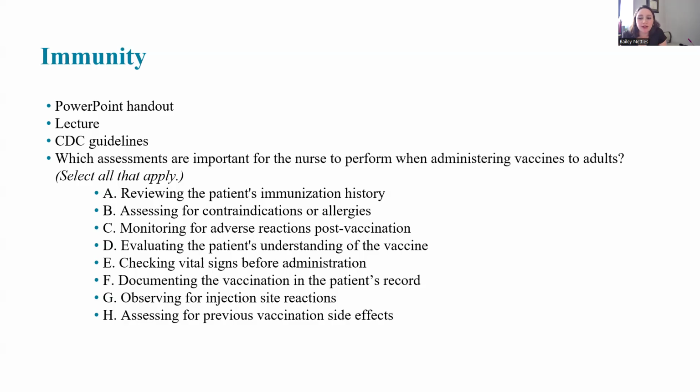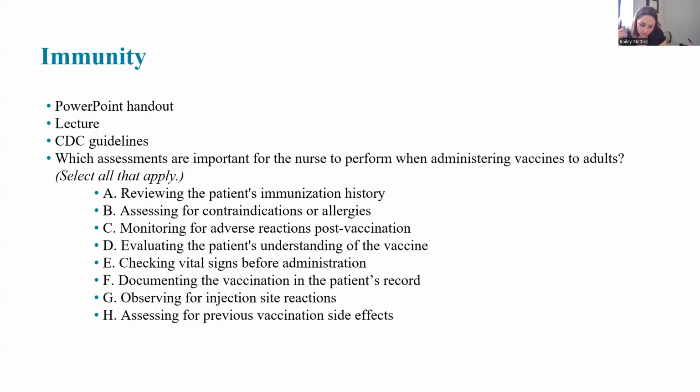Check vitals before administration. I say do it because we need to see if they have a temperature. Because if they have a fever, they can't get it. Document the patient's vaccinations in the patient record. Absolutely. Observe for injection site reactions.